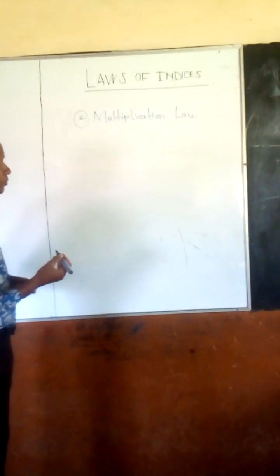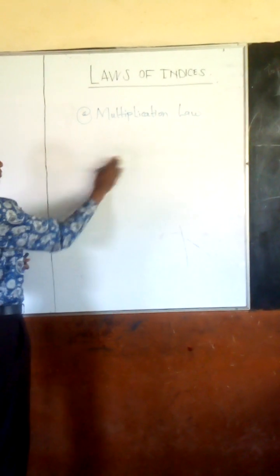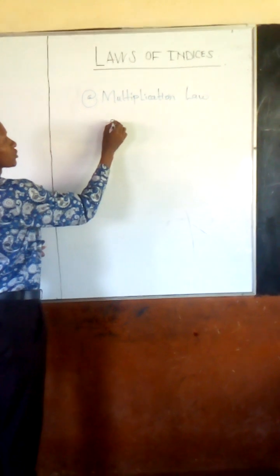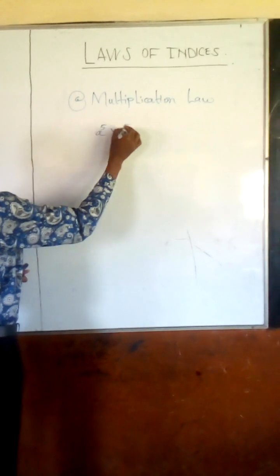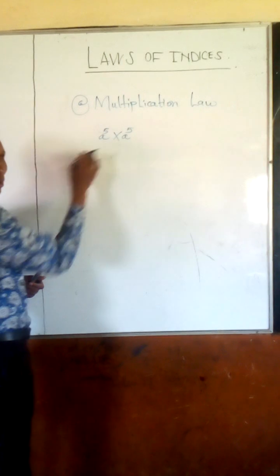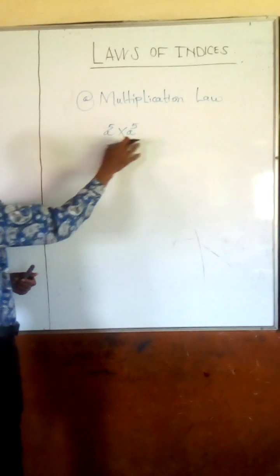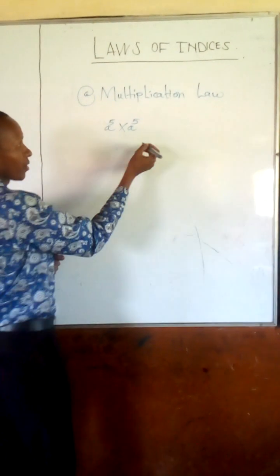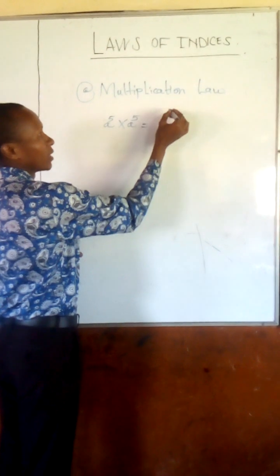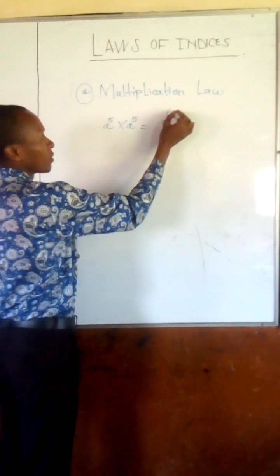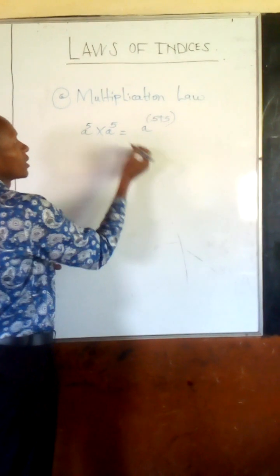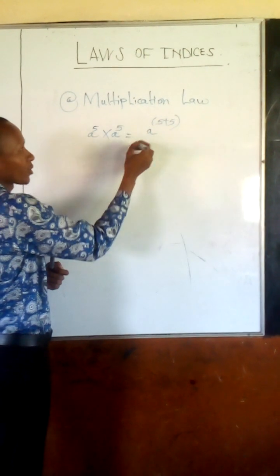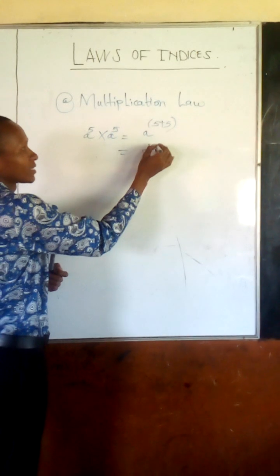The multiplication law states that if you are given indices, let's say a raised to 5 multiplied by a raised to 5, you just take one of the bases because the bases are similar, and you add the powers. So it means you take a raised to 5 plus 5, which is the same as a raised to 10.